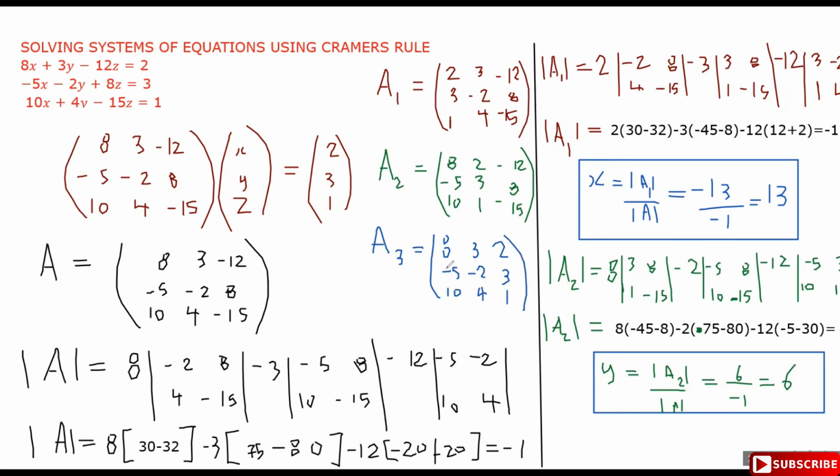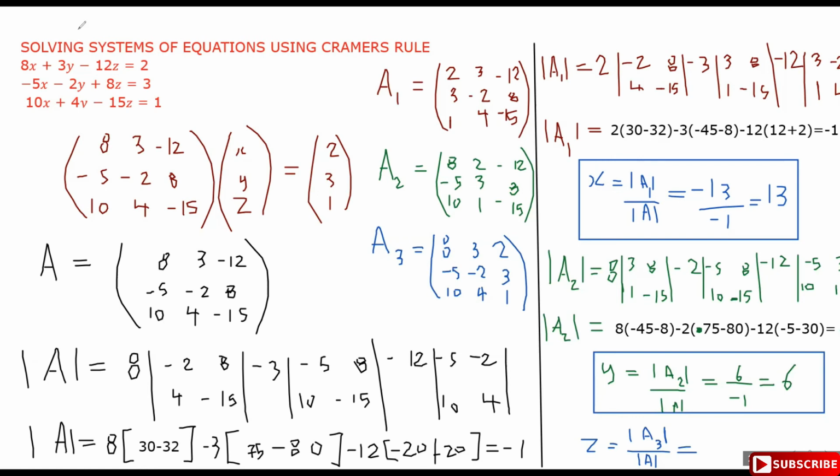Nice. So now remember, how do we find Z? We know that Z is going to be equal to the determinant of A3 over the determinant of A. That's how we're going to find Z, the determinant of A3 over the determinant of A. Nice. That's all we need to do. So let us go ahead and work that out.